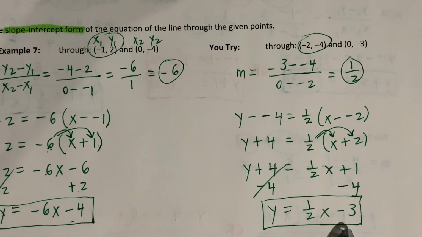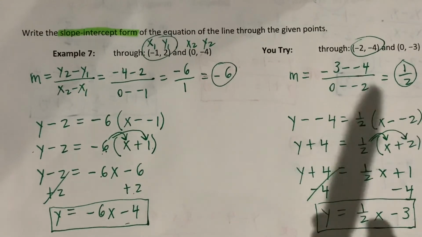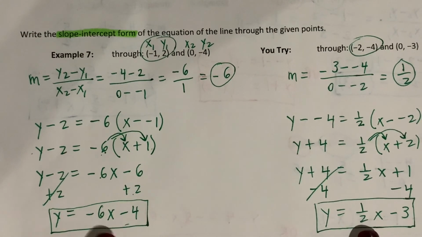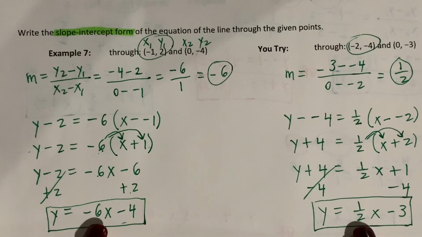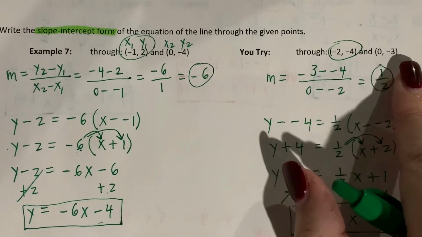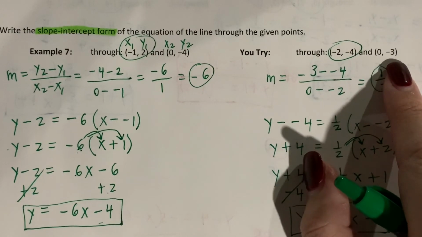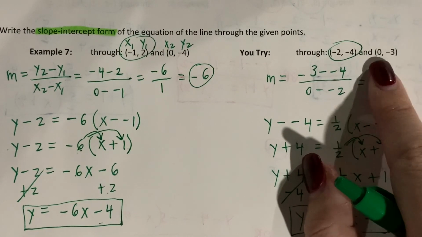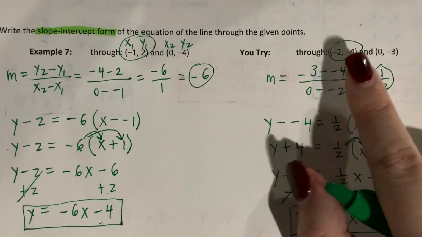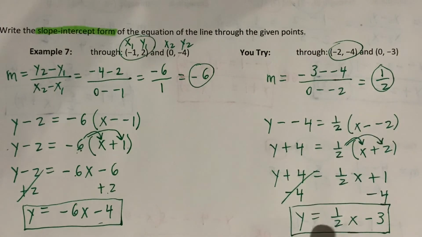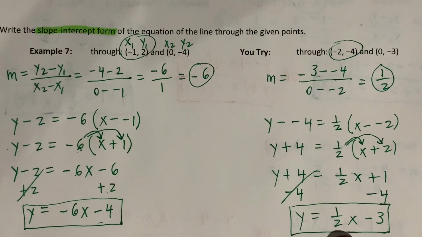And I do want to point out here for these, whether you picked the first point or the second point, you will get the same answer in slope-intercept form. So on this U-try, if you picked this ordered pair, 0, -3, this would have actually been an easier ordered pair to use because you have 0 in it. So if there's one ordered pair that you see that looks like it might be easier to use, feel free to use that. But whichever ordered pair you use, and again, you've got to use the same slope, you will get the same final answer for your slope-intercept form.